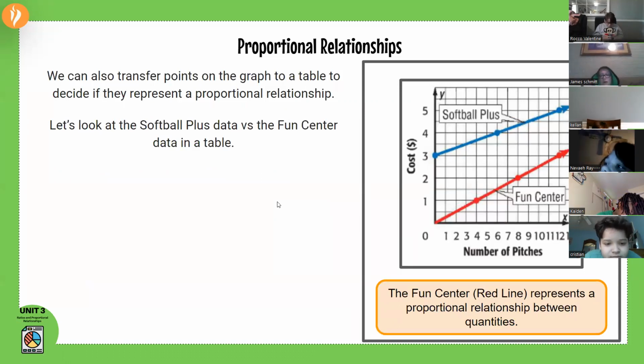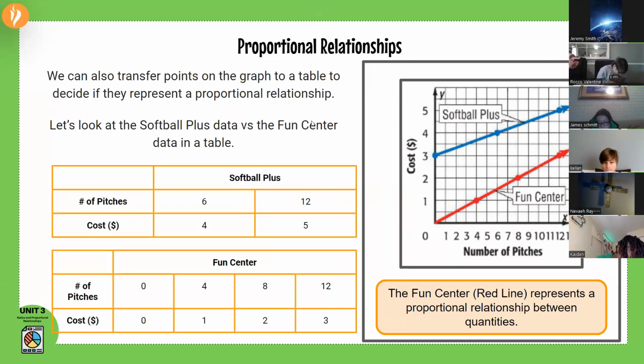All right, it says we can also transfer points on the graph to a table to decide if they represent a proportional relationship. So this ordered pair right here is 0, 0. This ordered pair is 4, 1. This ordered pair is 8, 2. Y'all remember when you started learning how to graph and coming up with the coordinates? All right, so let's do that.